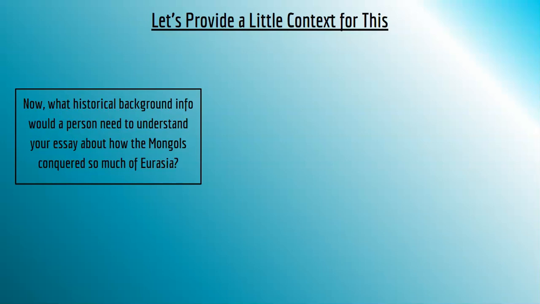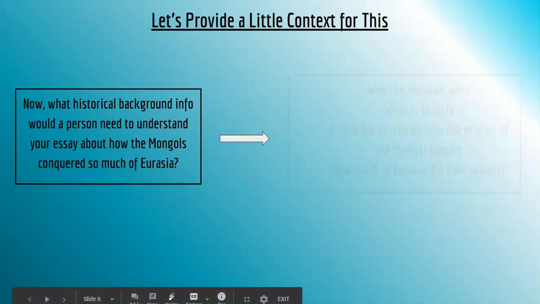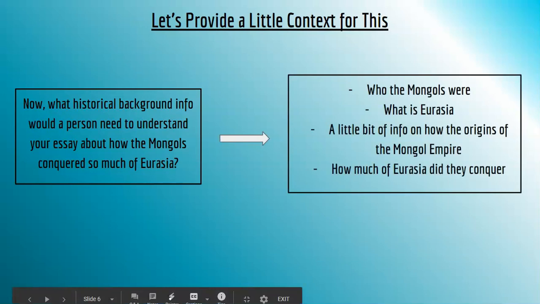So what's some background information we would want to provide them so they would have enough information to be able to read the rest of your essay and understand it? It probably would look something like that. We'd have to describe who the Mongols were. We definitely would want to explain what Eurasia was, and maybe then provide a little bit of info on how the Mongol Empire came about and how much of Eurasia did they conquer, right?